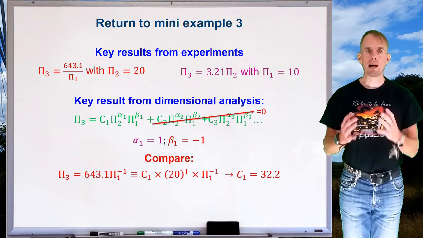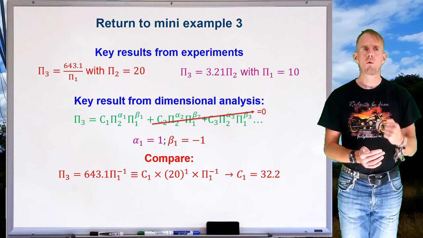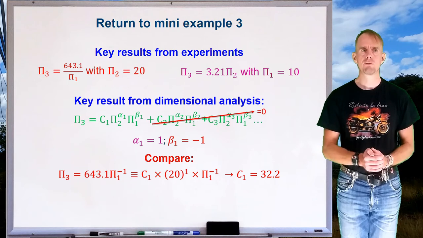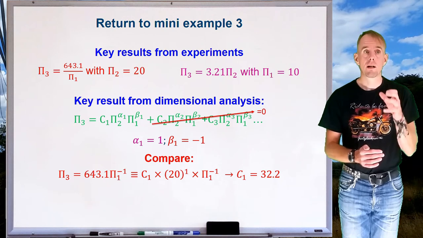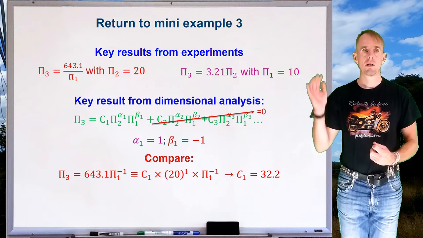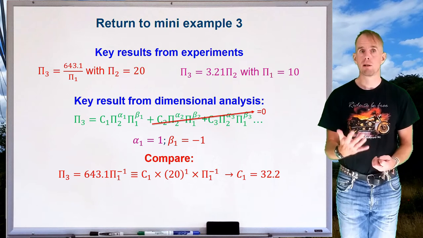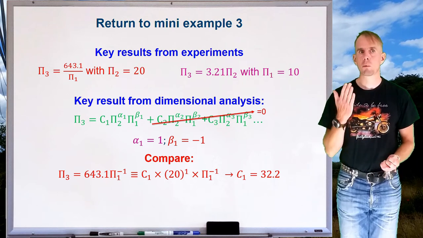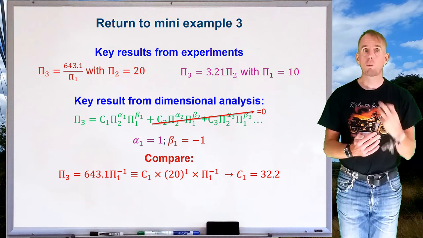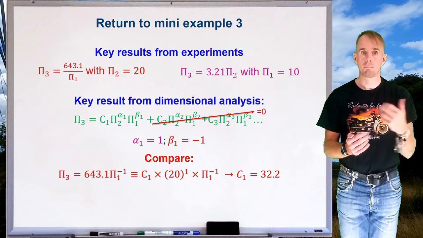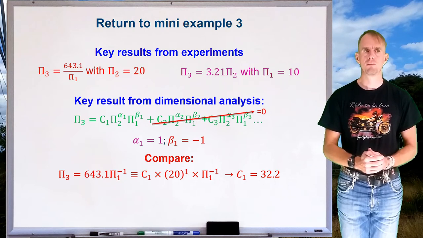Right, OK, so now what we're going to do is compare. I'm setting alpha 1 to 1, beta 1 to minus 1, ignoring any terms involving C2, C3 and above, and just concentrating on pi 3 equals C1 times pi 2 to the 1 over pi 1. So, here we have, in red on the whiteboard, pi 3 is 643.1 pi 1 to the minus 1. That was my experimental result, which has to be equivalent to C1 times pi 2 to the alpha 1, so 20 to the power 1, times pi 1 to the power of minus 1. And if I work through, I can find that C1 is around 32.2.